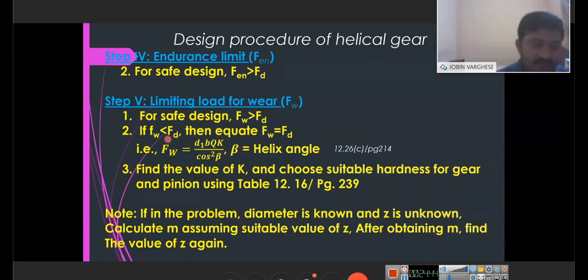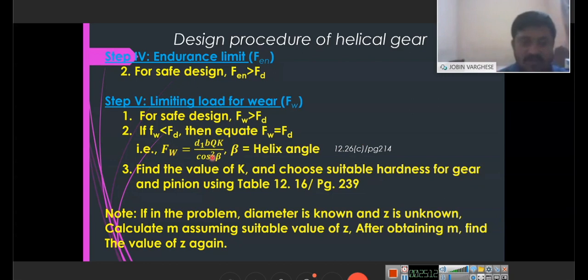Now, if FW is less than FD, then equate FW equal to FD. That means at least wear load should be equal to dynamic load. The condition is wear load should be greater than dynamic load, but if it is less than, try to equate them. These are the equations you can get from the data book here. Then find the value of K and choose suitable hardness for the gear using the table.